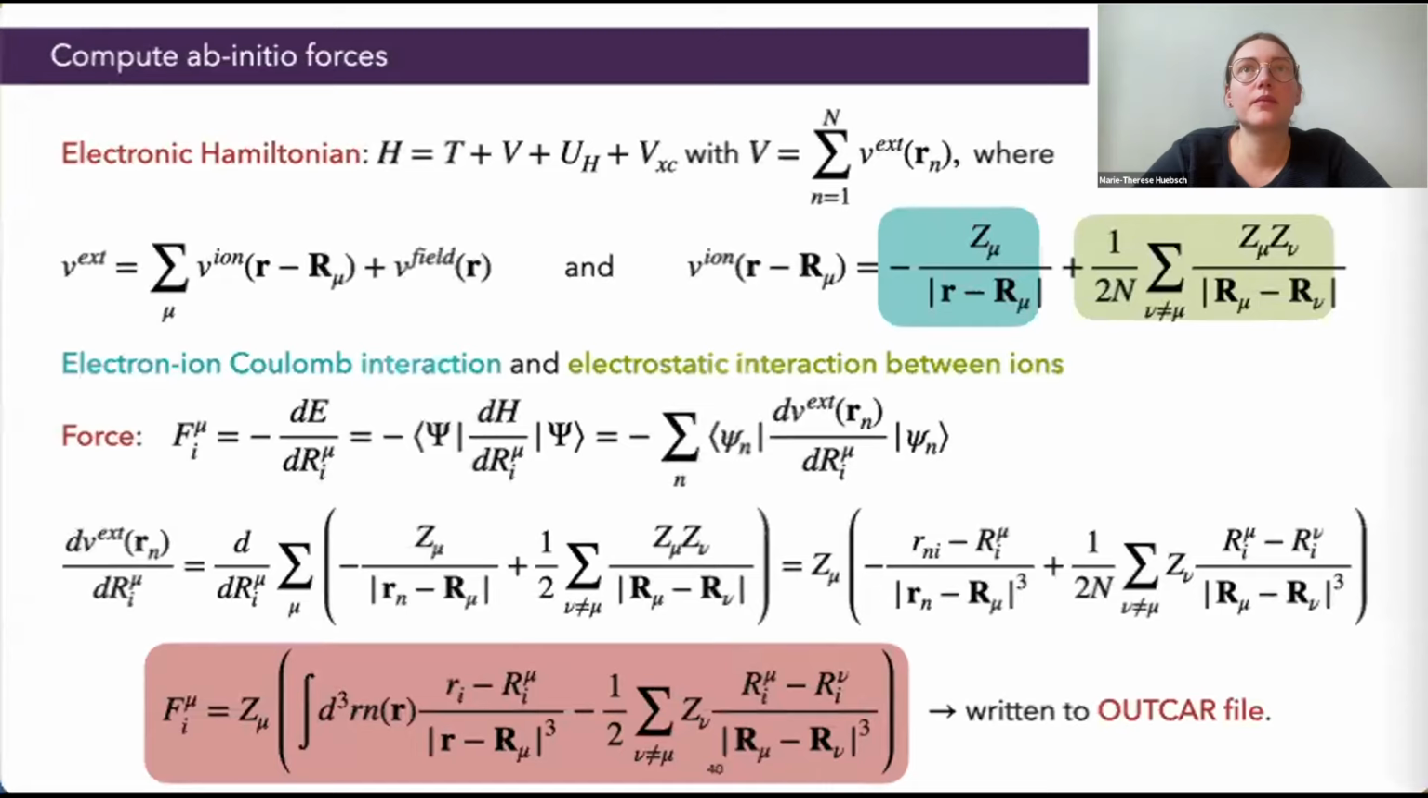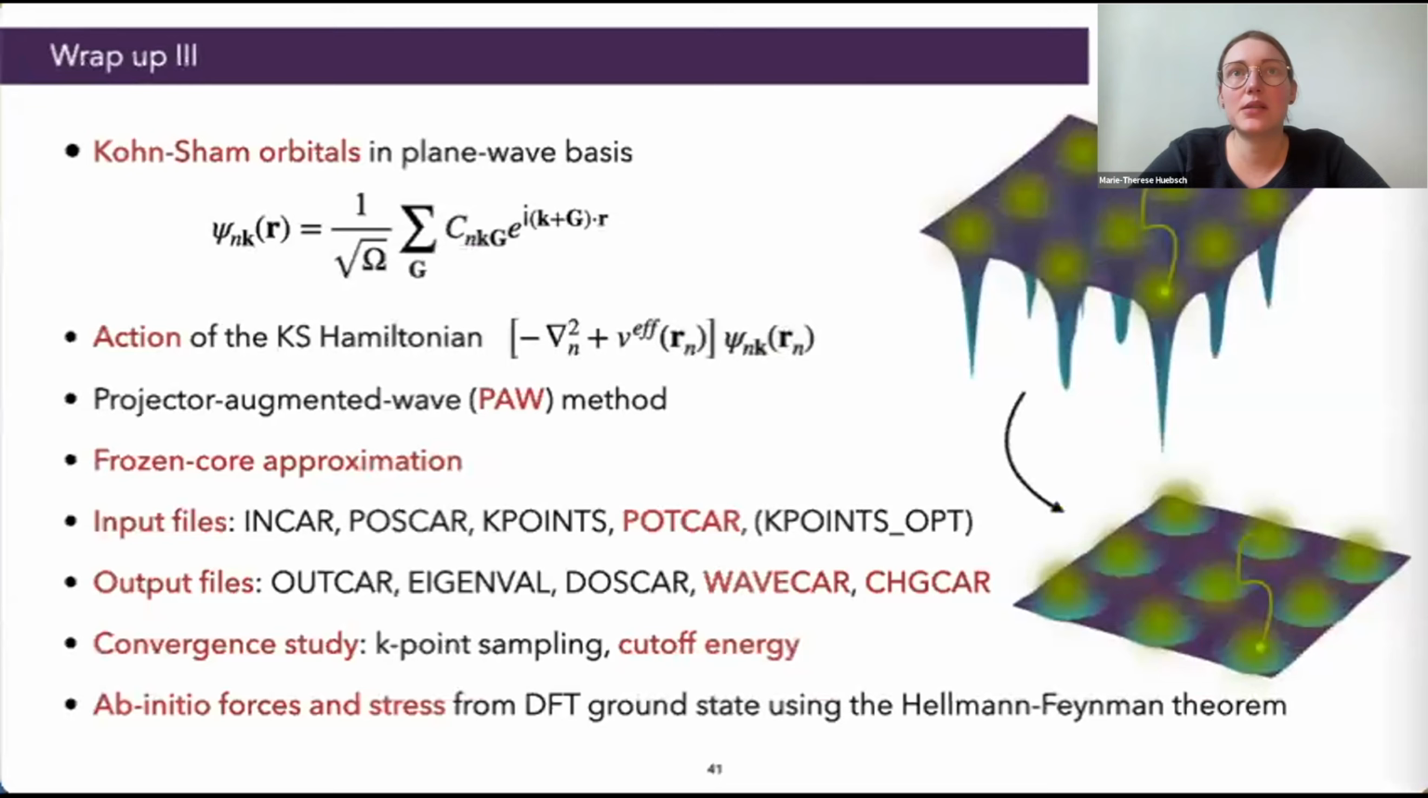Okay, let us wrap up the final part. We express the Kohn-Sham orbitals in the plane wave basis. This helped to efficiently compute the action of the Kohn-Sham Hamiltonian. And then we realized that fast oscillations are a problem for plane waves. Therefore, we introduced a pseudopotential method, that is the PAW method, where the Kohn-Sham orbitals are decomposed in three parts: the pseudo-orbitals, the on-site pseudo-orbitals, and the all-electron on-site orbitals. When we looked at the on-site problem, we introduced one more approximation, that is the frozen core approximation, because not all the core electrons are relevant for most material properties.